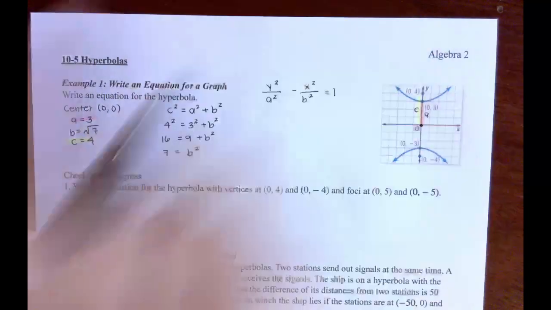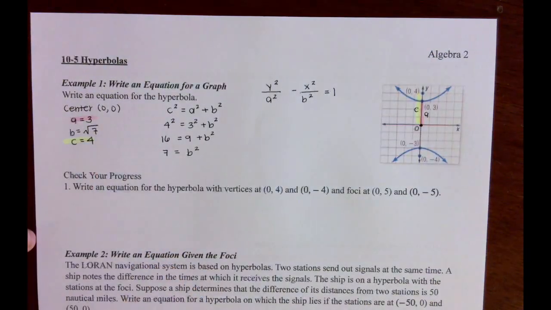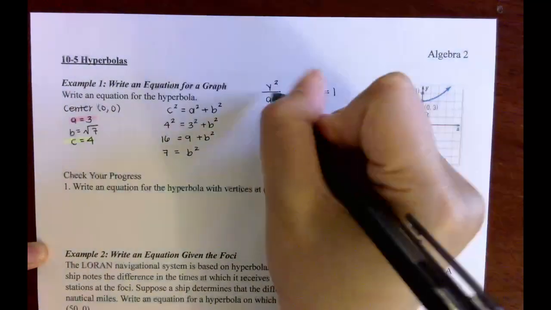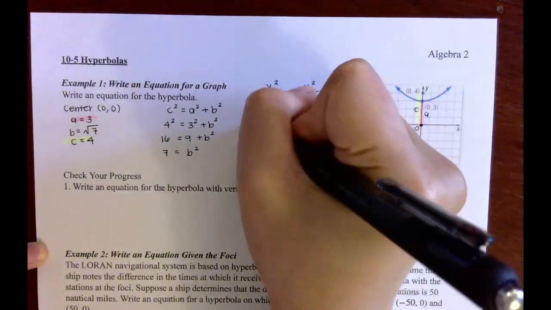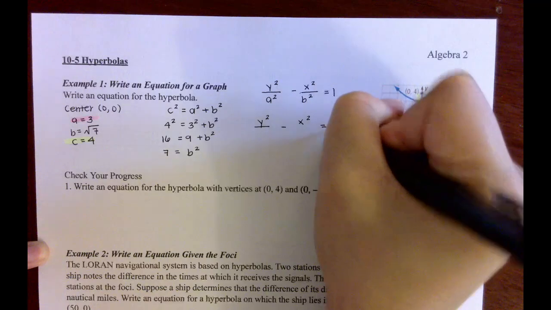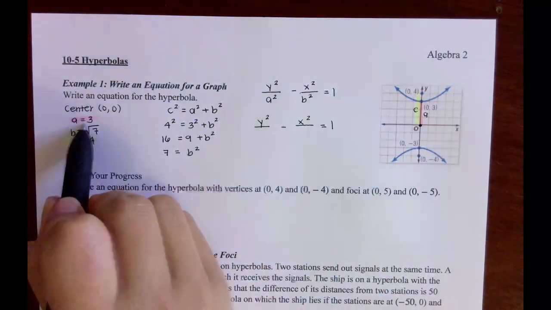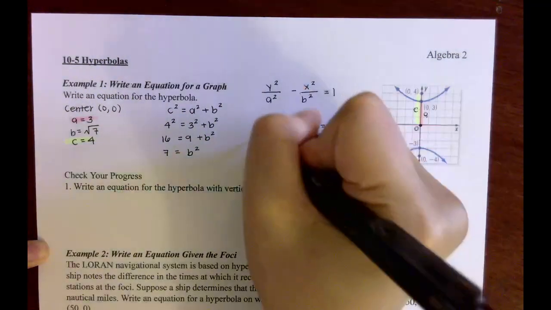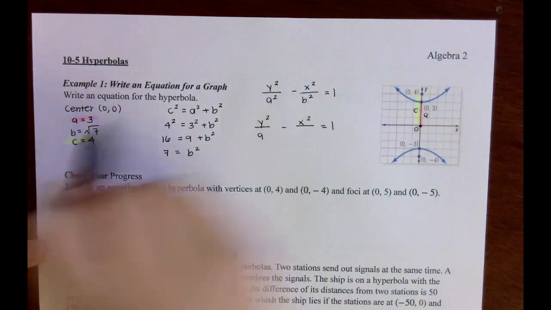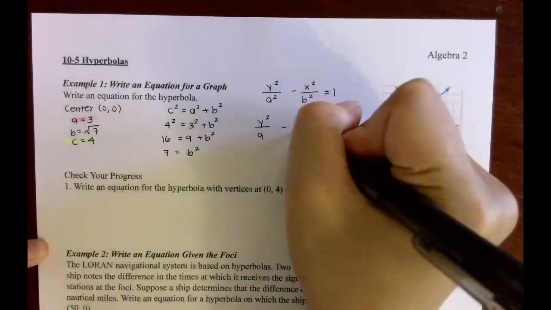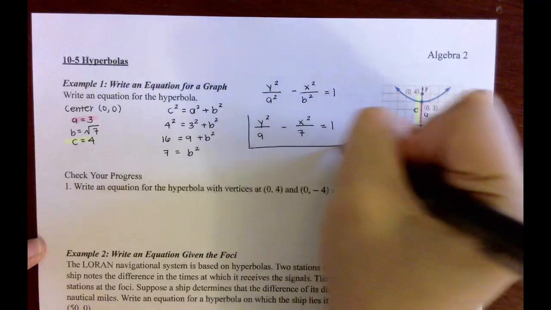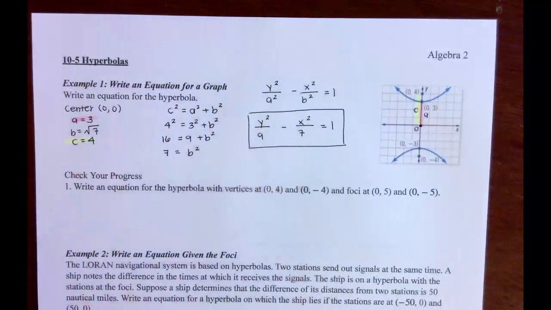Okay, since the center is at 0, 0, there's no y minus 0 or x minus 0, so I can leave it as y squared, no minus x squared. A squared, a is 3 based off of this, so a squared would be 9. B is square root of 7, or b squared is 7. So this will be here. And there you go, there's my equation for my hyperbola.